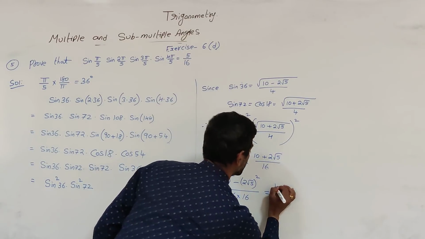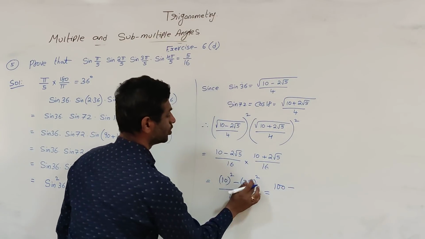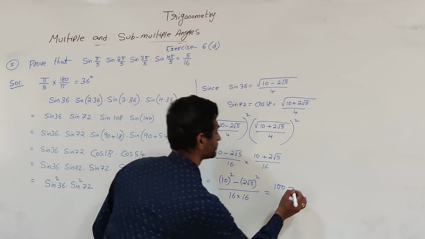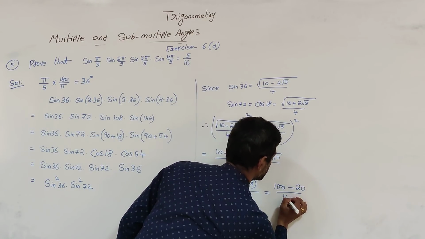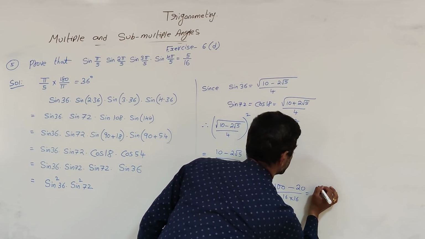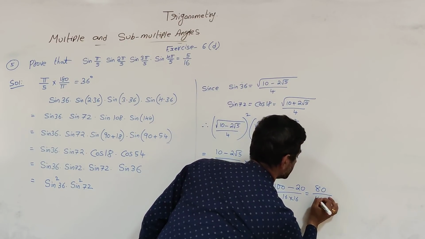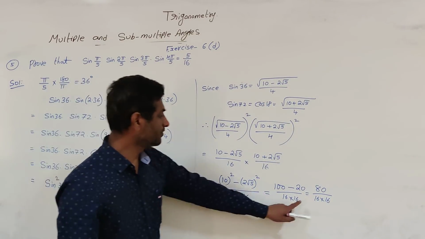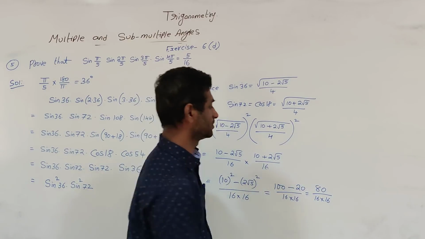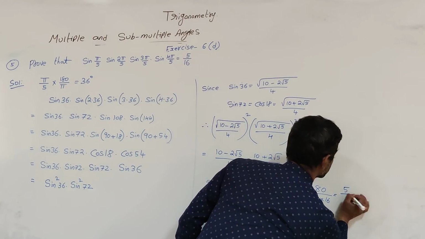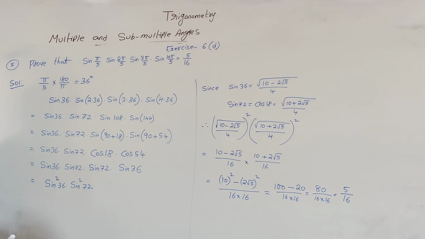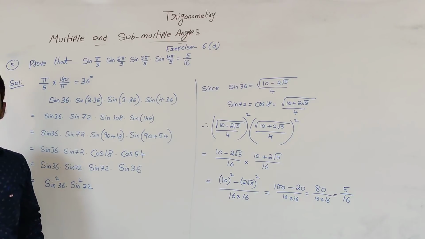So it will be 100 minus 2 root 5 whole square, means it gives 4 into 5, 20, by 16 into 16. So that is 80 by 16 into 16. 16 into 16 is 256. Now if you cancel it, 16 into 1 is 16, 16 into 5 is 80, so it will be 5 by 16. So that is the value of the product of sin pi by 5, sin 2 pi by 5, sin 3 pi by 5, sin 4 pi by 5 is 5 by 16.